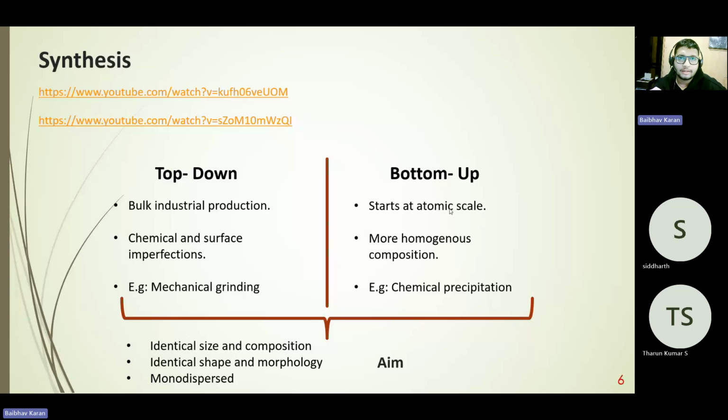That's why they agglomerate among each other, or they agglomerate with any of the particles found in the surroundings. That's why a nanoparticle having pure homogeneous composition, as well as identical shape, morphology, and composition, is very difficult to obtain. But due to recent advances in technology, we have produced around 99 to 99.9% purity of nanoparticles.